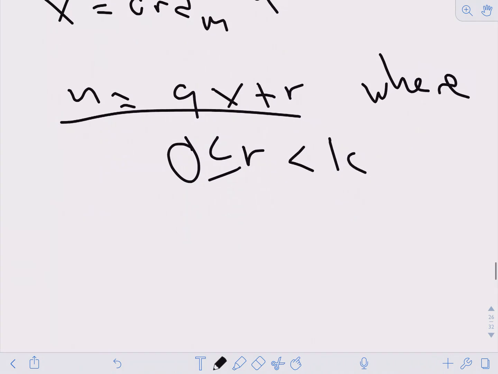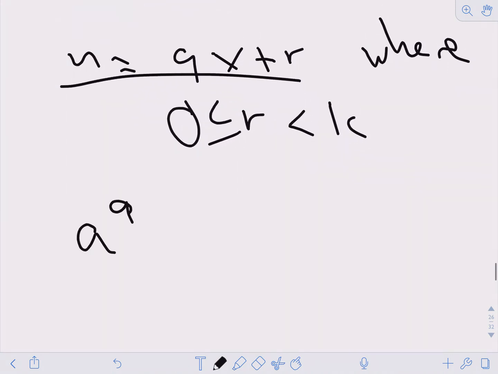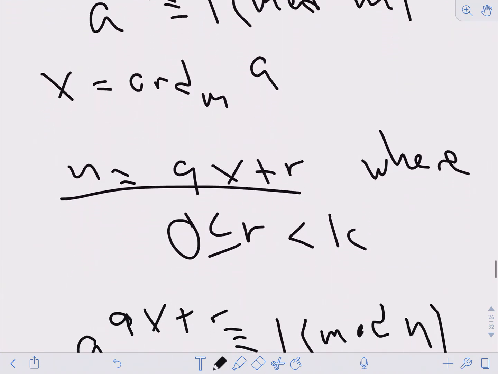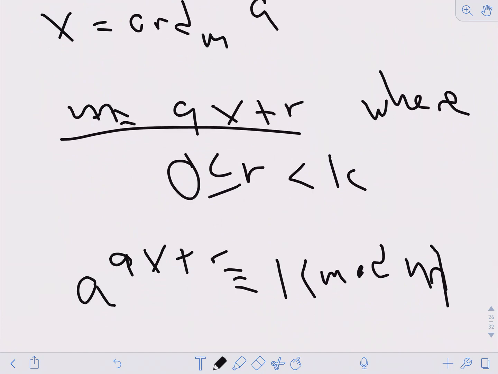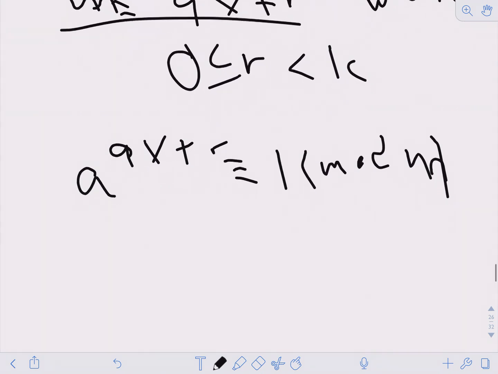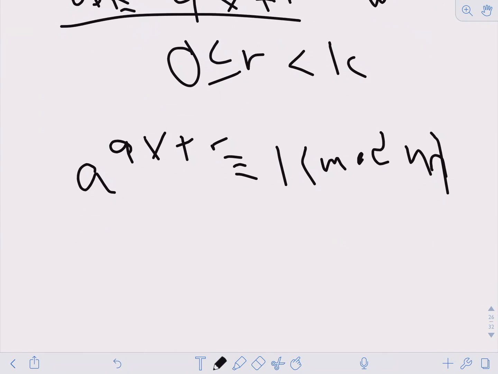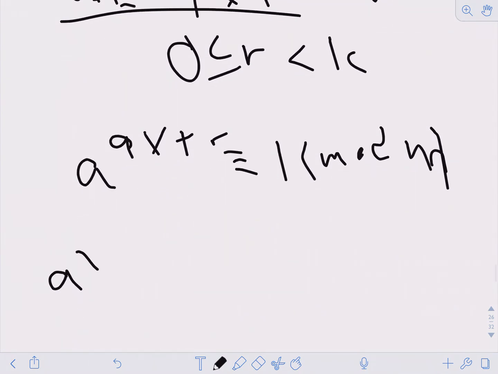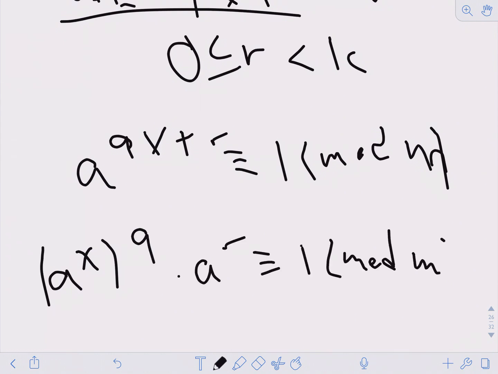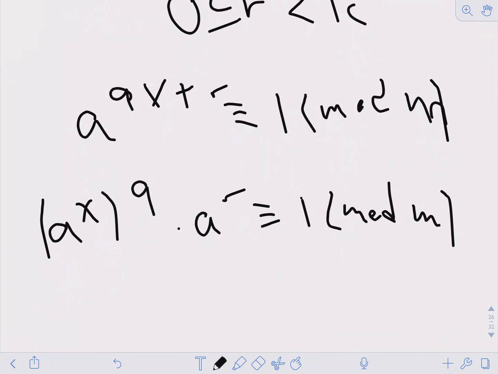So we then have a to the qx plus r is congruent to 1 modulo m. Sorry, this should be all m. Right, so a to the qx plus r can be written as a to the x to the q times a to the r, which is equivalent to 1 modulo m. Well, x is the order, so a to the x is 1, and 1 to the q also has to be 1. So this leaves us with just a to the r is equivalent to 1 modulo m.